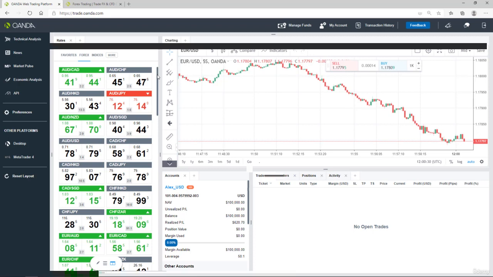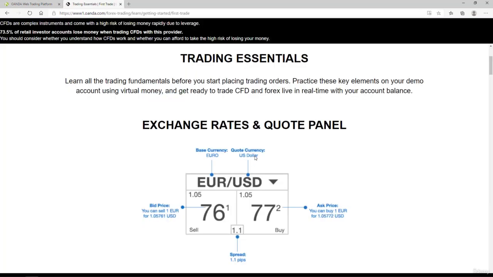The exchange rate indicates how much of the quote currency, so how much US dollar we have to pay to actually get 1 euro, or if we sell euro, how many US dollars we get for 1 euro. So now example here, if we buy 1 euro, then we have to pay $1.05772. And if you want to sell 1 euro, then we get here 1.05761 US dollar. So in total, we have here two different prices. And depending on whether we want to buy euro or sell euro, then one of those two prices apply.